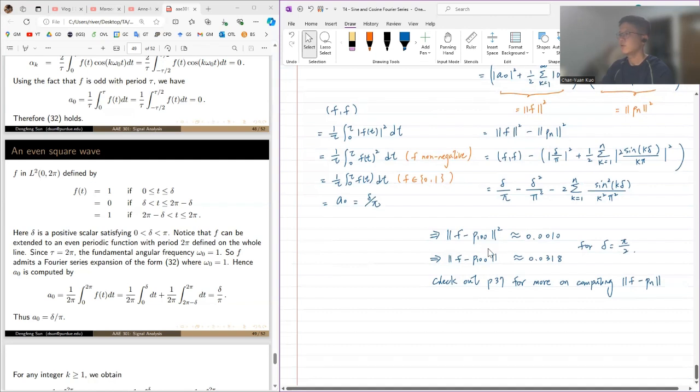And for the example that we have seen above, the total power of the approximation error between f and P100 will be around 0.0010 when delta is equal to pi over 2. So that implies that the approximation error between f and P100 will be around 0.0318. And if you want to know more about how to compute the approximation error, you are welcome to refer to page 37 of the slide.